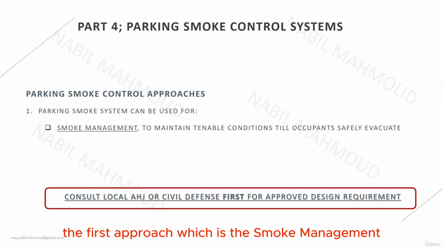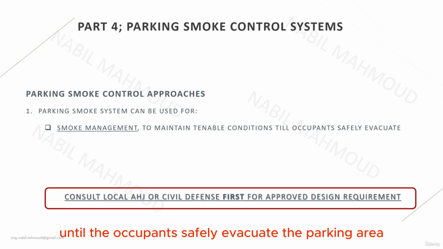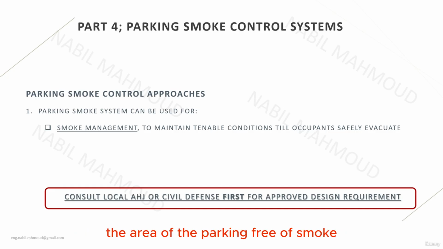The first approach is smoke management. Smoke management, by definition in accordance with NFPA 92, is a system that is designed to maintain tenable conditions until the occupants safely evacuate the parking area. This means that smoke management does not keep the parking free of smoke throughout the entire time of the fire, but only maintains safe conditions until the occupants evacuate the building or the parking floor safely. And this is the smoke management system.